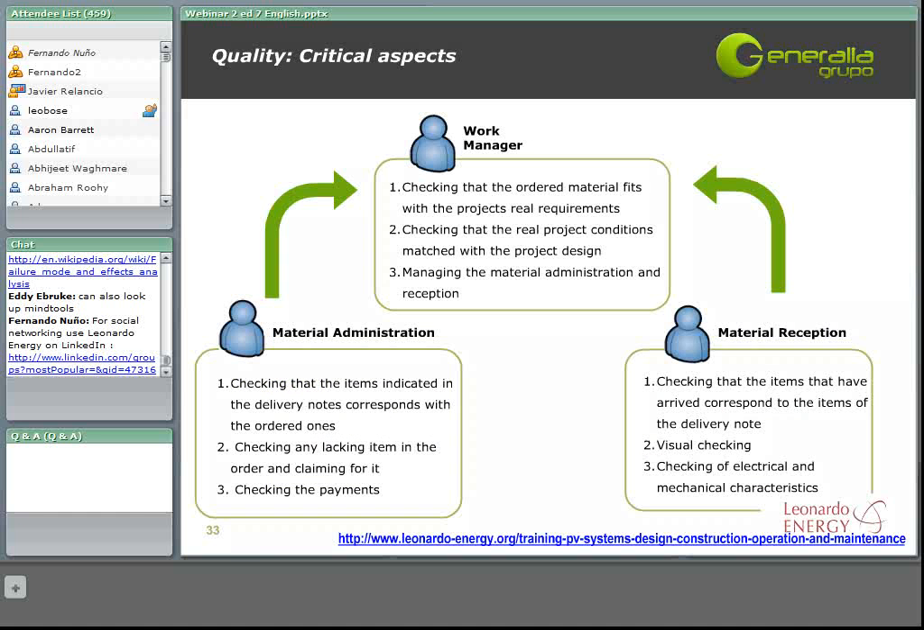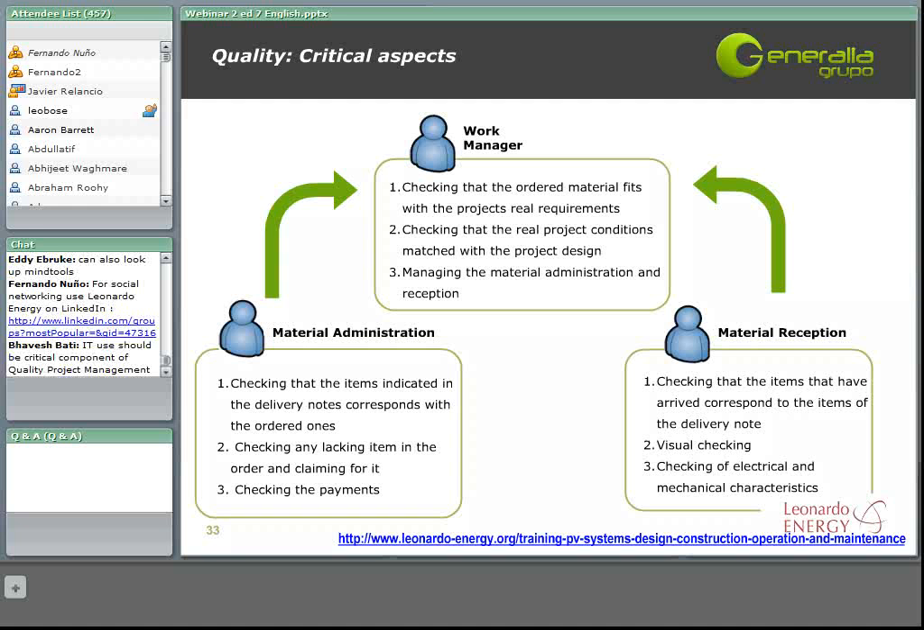are being done. During the material administration, it is important to check that the items indicated in the delivery notes correspond exactly with the ones that had been ordered. Then we have to check that there are no materials that haven't been sent, and in case there are any materials lacking, we should claim for them instantly. Finally, during the material administration, we have to check the payments that we have made for all the materials.